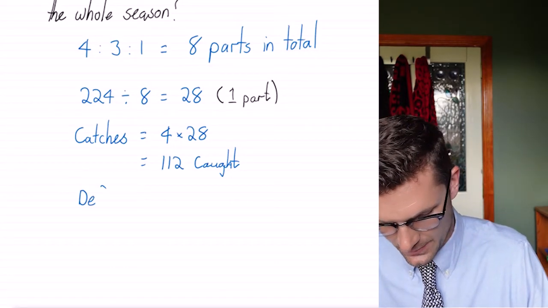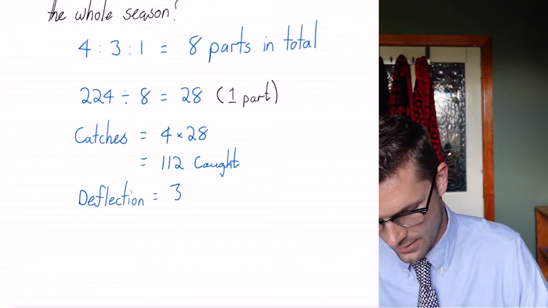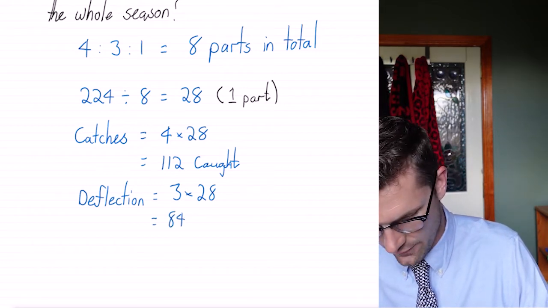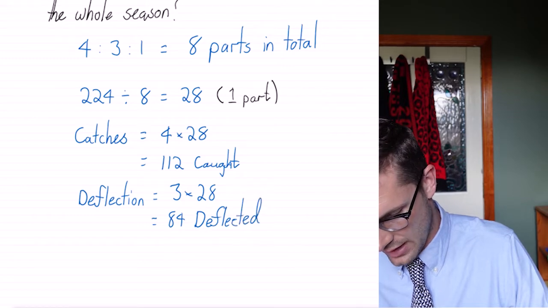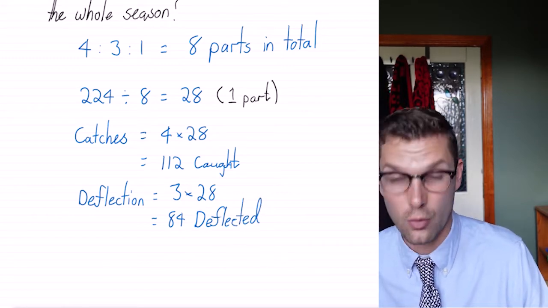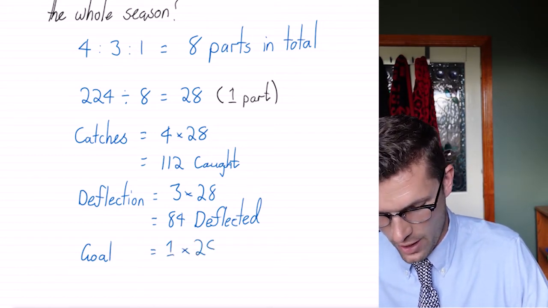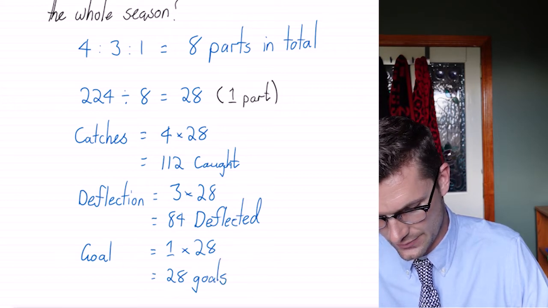The deflections make up 3 parts of this ratio. So 3 times 28, which is equal to 84 deflected. And because only 1 part was a goal, we have to multiply that by 1, so that's pretty easy. So there were 28 goals for the season.